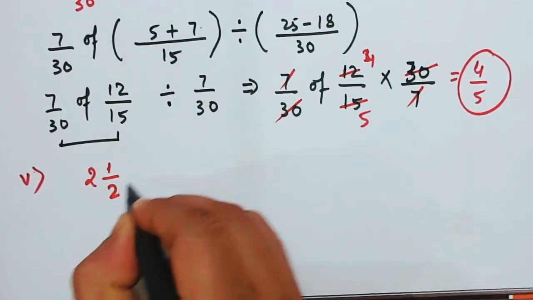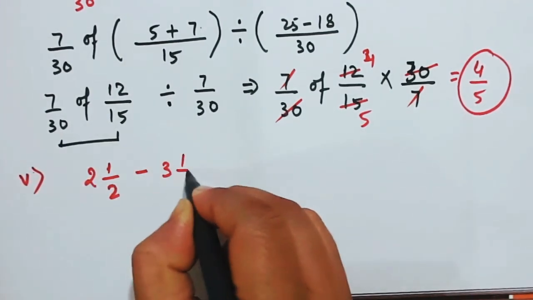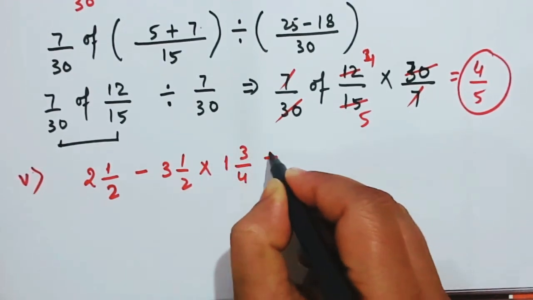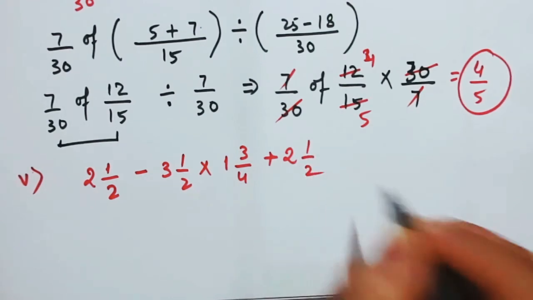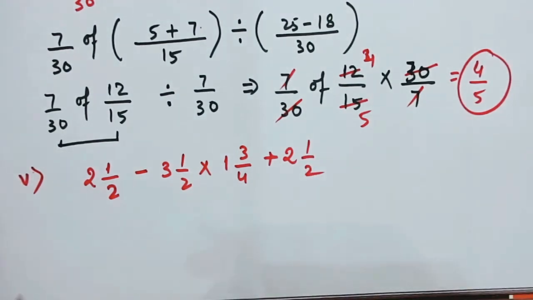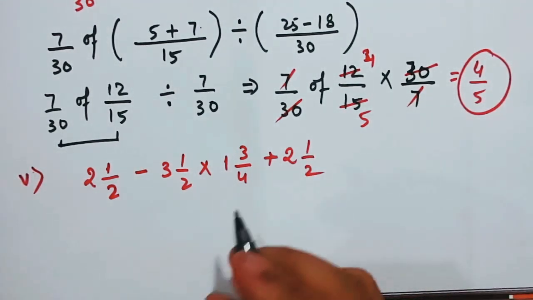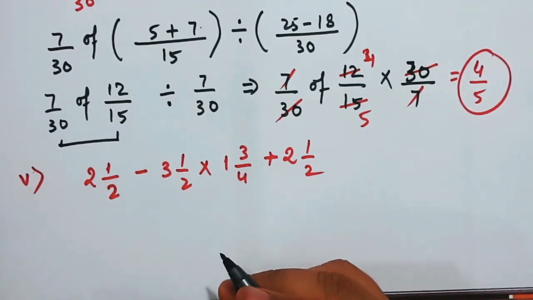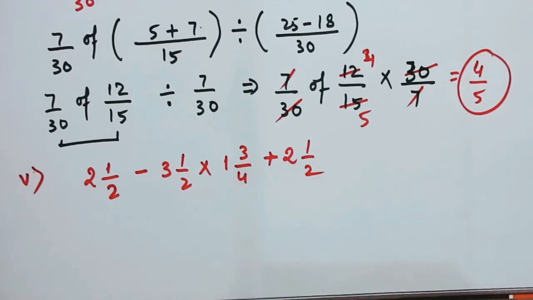2 1 by 2 minus 3 and a half multiplied by 1 3 by 4 plus 2 and a half. Okay. Now, when I speak in Hindi, you also don't start speaking in Hindi. See, I want you to make me understand what I will make you understand. Okay, so don't try to be so friendly. Okay, I'm your friend only.